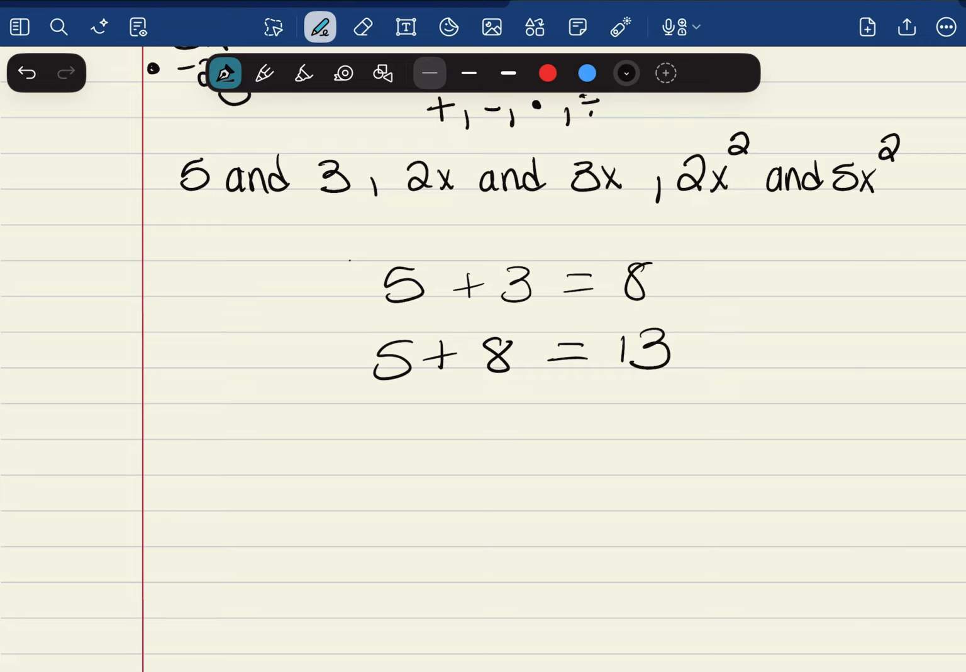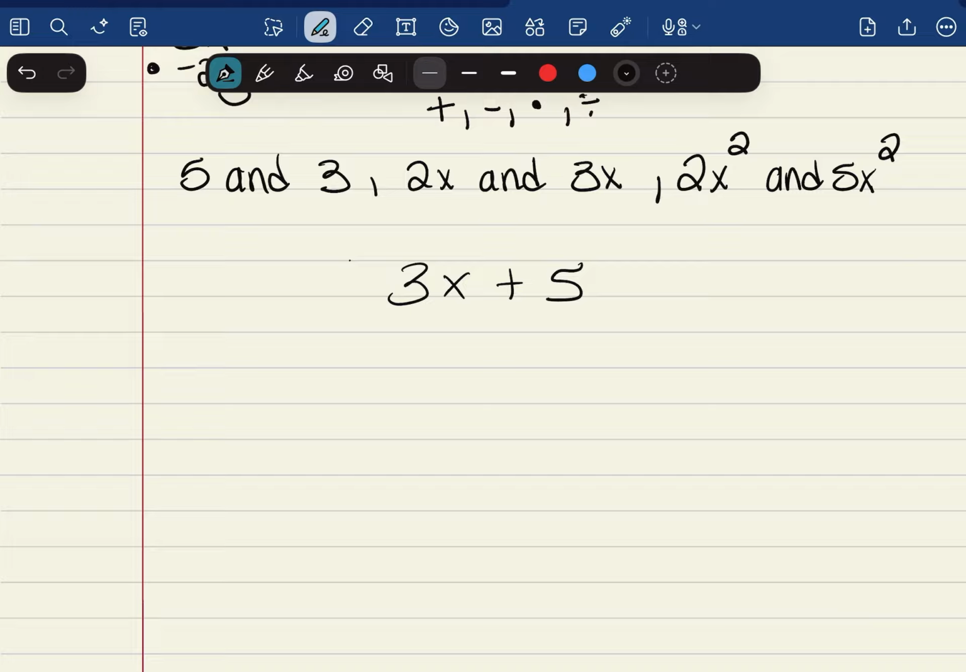So what you're doing with like terms is you're just asking yourself, are they part of the same family? Yes or no? If they are, okay, you can add, minus, multiply, divide. If they aren't, you can only multiply or divide them. Moving on. Let's say I want to combine 3x plus 5. I first have to ask myself, are these like terms?